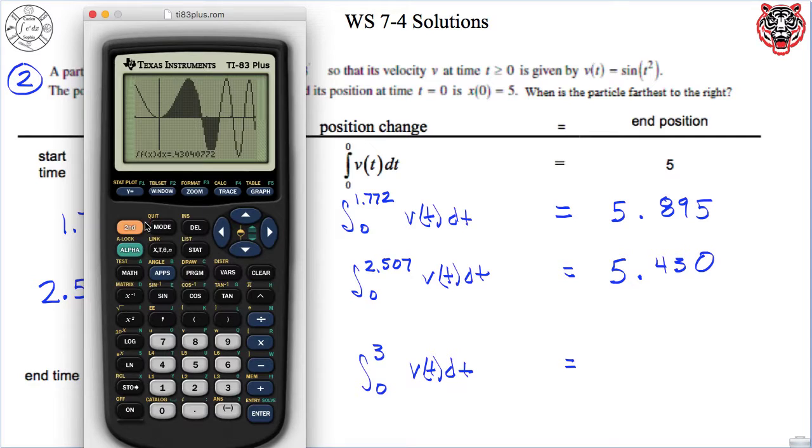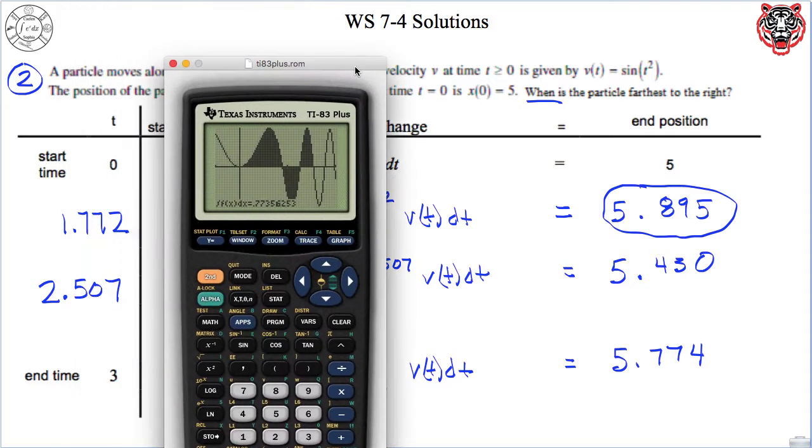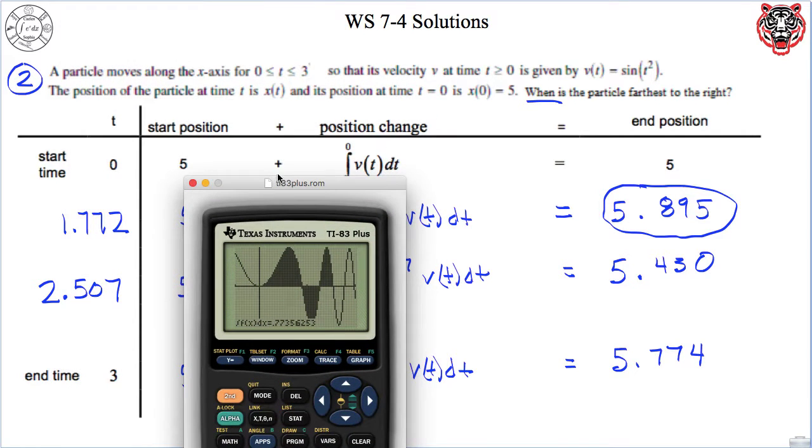and finally from 0 to 3, so second trace, 7, 0, enter, 3, enter, and it'll get that last bar, and that's 0.77, so it's going to be 5.774. It's asking farthest to the right, so we're looking for the biggest number, and the biggest number is this value. It's asking when. It's not asking what is the farthest position, it's asking when is it, and the when is 1.772 seconds.